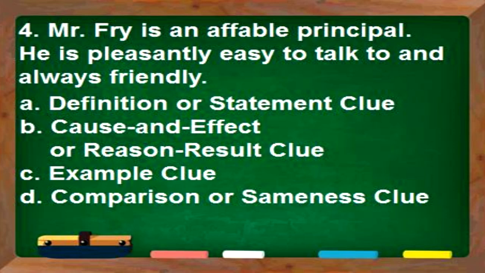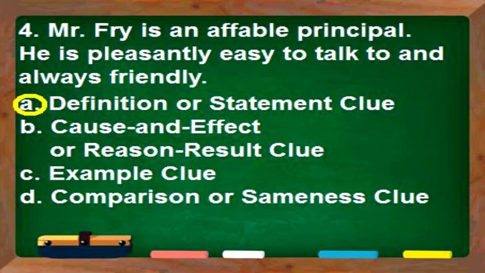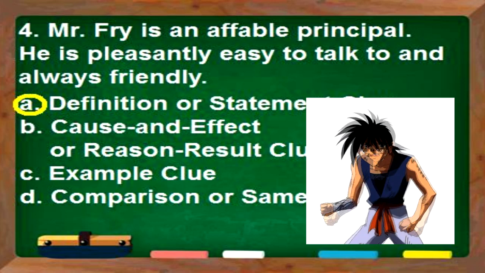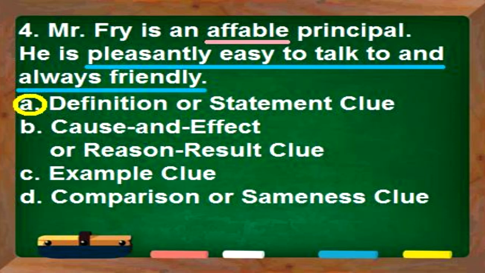Which of the following is its type of context clue? A. Definition or statement clue. B. Cause and effect or reason result clue. C. Example clue. Or letter D, comparison or sameness clue. The correct answer is A, definition or statement clue. Yeah! The meaning of the word affable was already given, pleasantly easy to talk to, and always friendly.